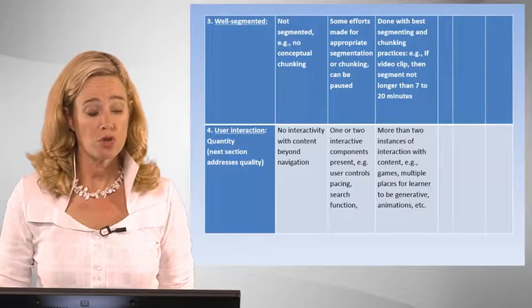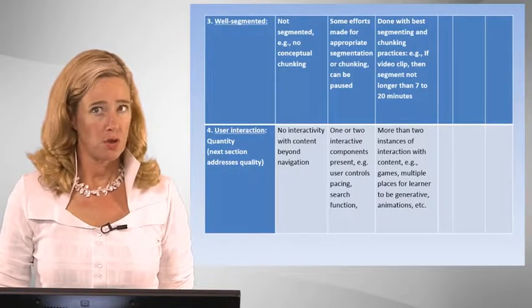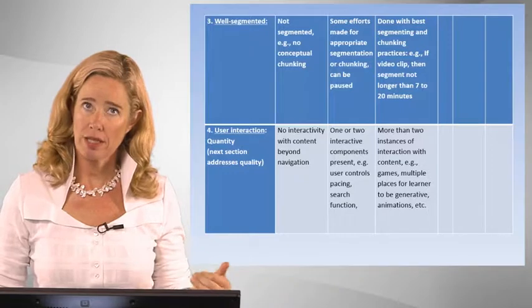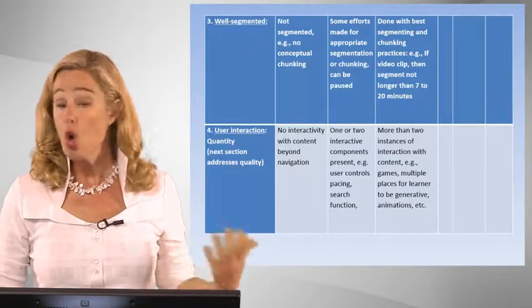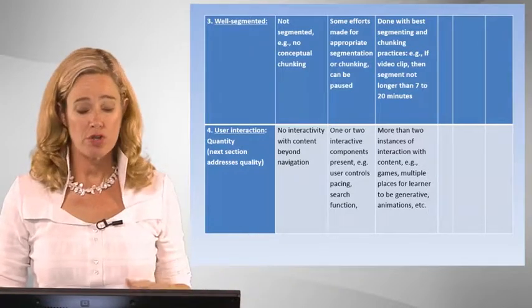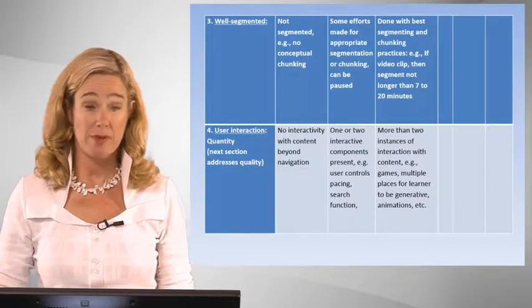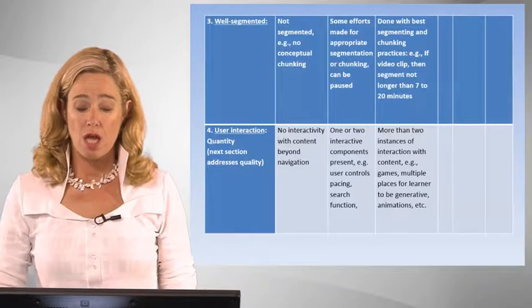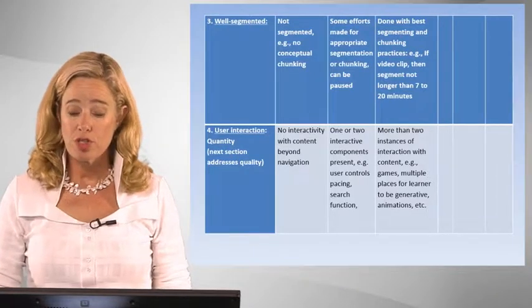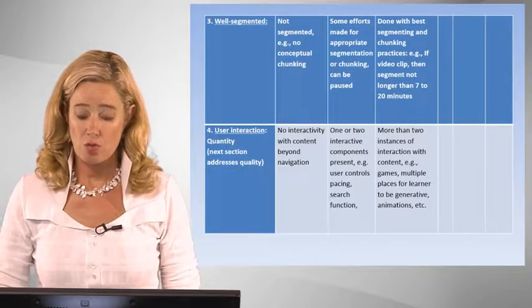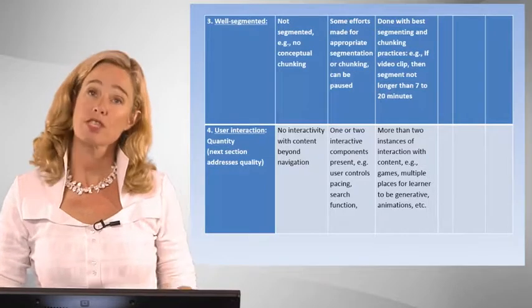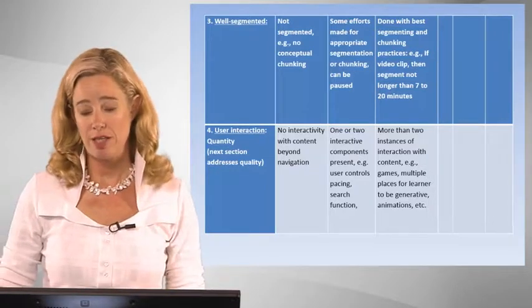Number 4, user interaction. So again, this is the quantity of the interaction, not the quality. That's in the next section. No interactivity would get a 0. 1 or 2 interactive components, for example, the user controls the pacing, they might have a search function, that would get a 1. If you have more than 2 instances of interaction, so maybe there's a game in there or multiple places for the learner to be generative, that would get a 2.